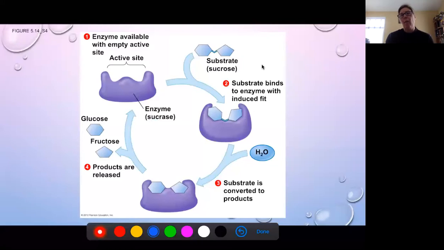Lactase works the same way. Lactose is a milk sugar you may have heard of. We're going to talk a little bit about that. Lactose is a disaccharide. We have an enzyme called lactase, and it breaks that disaccharide into monosaccharides.